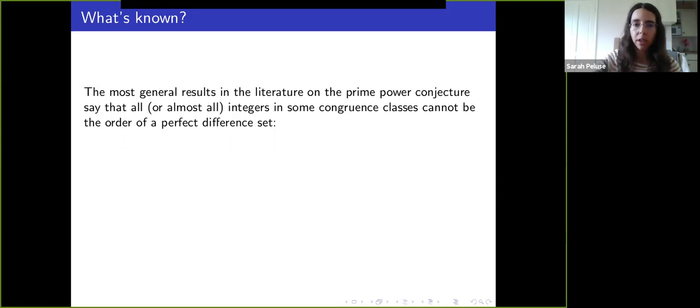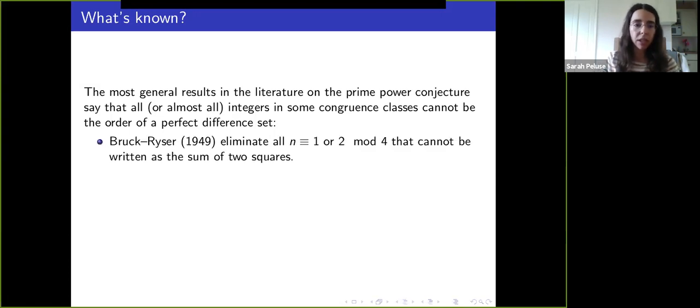Maybe the most famous one is the result of Bruck and Ryser from 1949, which actually holds more generally for projective planes. It says that if n is the order of a perfect difference set and n is congruent to 1 or 2 mod 4, then n has to be the sum of 2 squares. The sums of 2 squares have density like a constant times 1 over square root of log n in the integers, so this is a zero density set in these congruence classes.